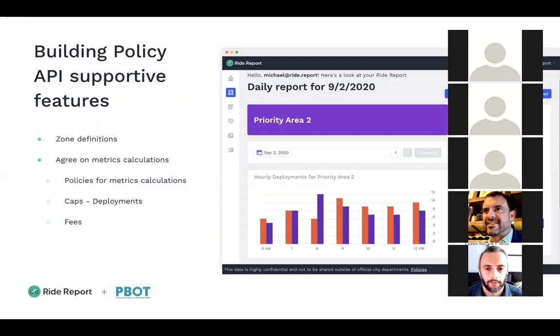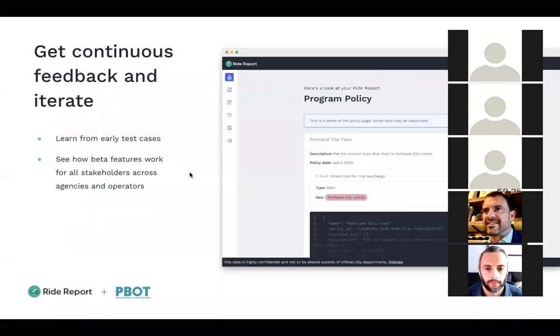It helps with version control and change management, and I think helps cities in general make sure that there's one source of truth versus multiple emails going around, as you've heard mentioned. This report tab will also be where operators and cities can go to see how they're doing in terms of cap management in different zones and align on metrics across the board. And then again, as I mentioned, getting continuous feedback and iterating.